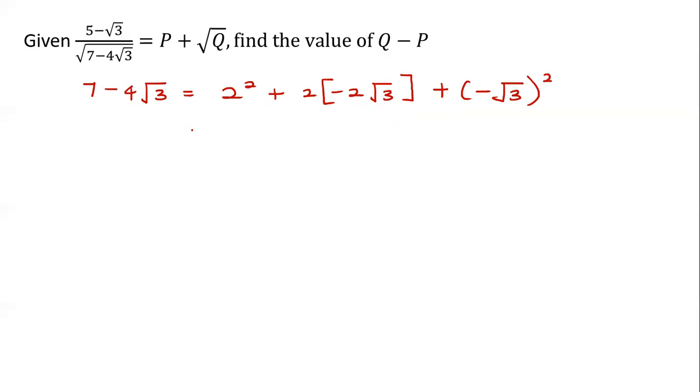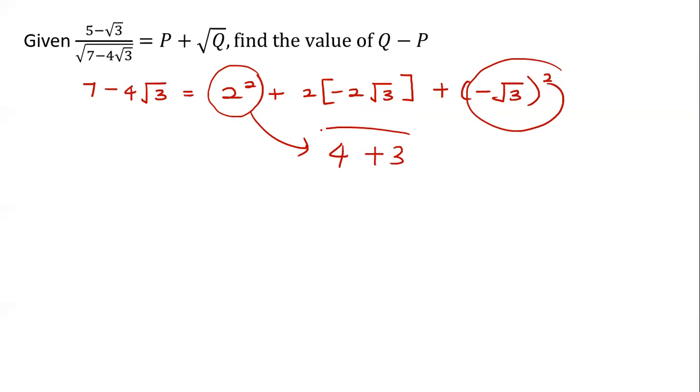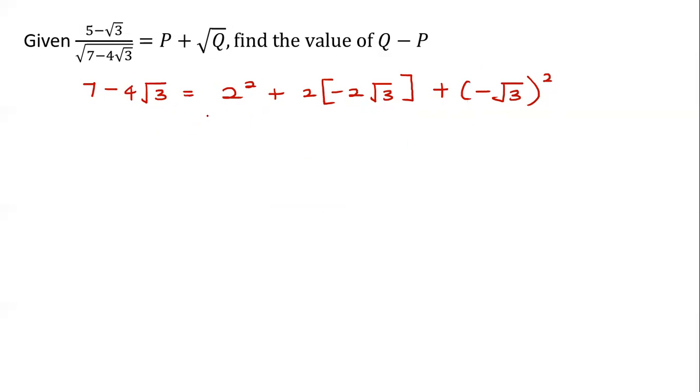So negative. Okay, let us check. This is going to be 4. This one is going to be 4. So this one when you square, you're going to get 3. So 4 plus 3 is going to be 7. Yep, 7 correct. Everything perfect. Understand? So that means you're going to get 2 minus square root of 3 squared.